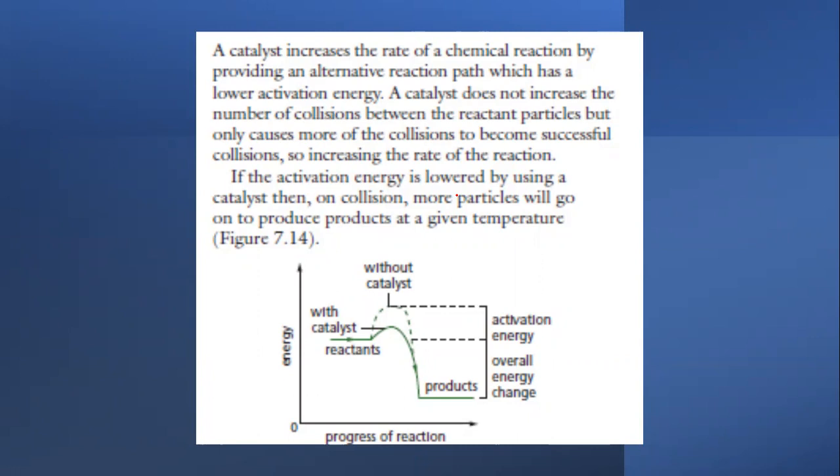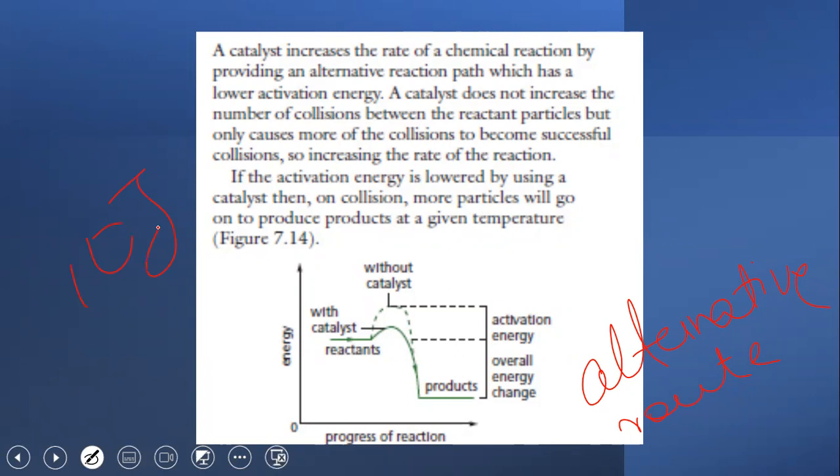The catalyst lowers the activation energy. It provides an alternative route. You don't have to go into details of it. You just have to remember that it provides an alternative route that has less activation energy. So it lowers the activation energy. Since the activation energy is lower, what is going to happen? More particles will have the required energy. So if initially, for example, the minimum required energy was 10 joules, with the catalyst it will be 5 joules.